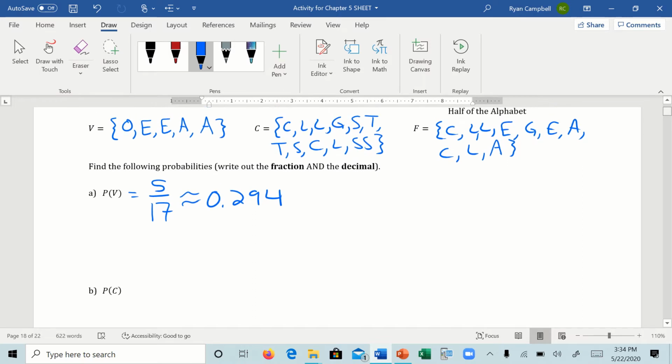All right. What's the probability of getting a consonant? So again, we count how many are in the actual event. 1, 2, 3, 4, 5, 6, 7, 8, 9, 10, 11, 12. And it's over the total, which we already said was 17. So that's our fraction. When we actually divide it out, we get 0.705. Well, I guess 0.706, because it should round up.